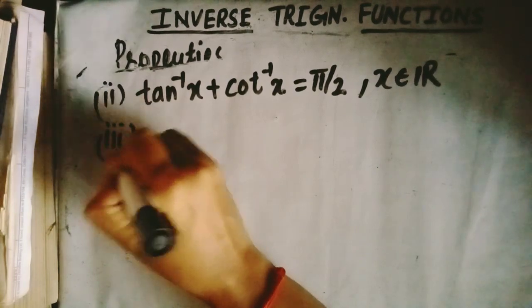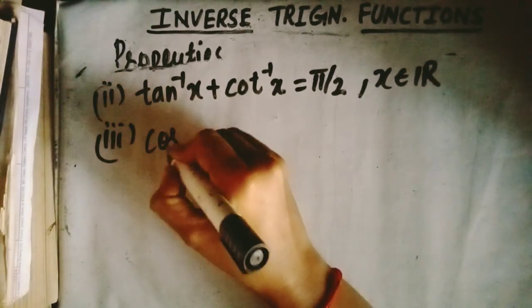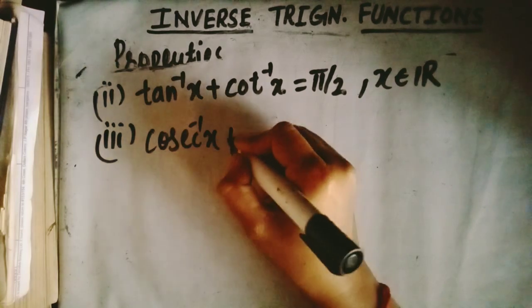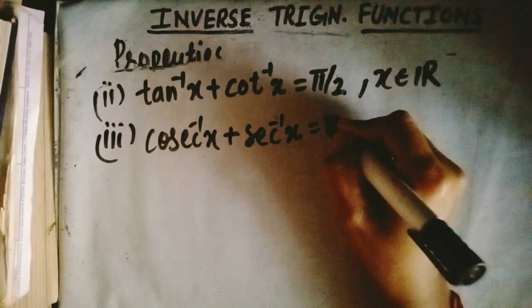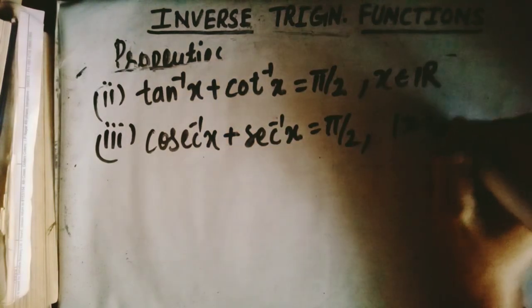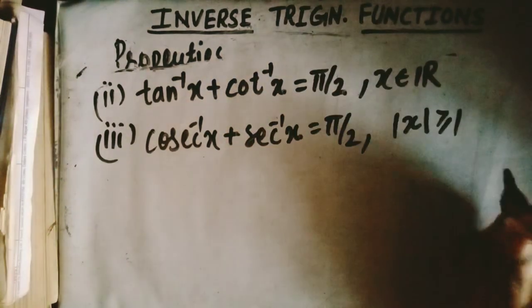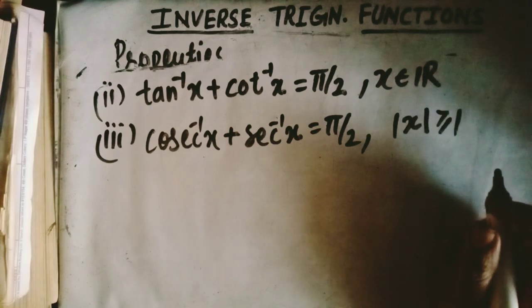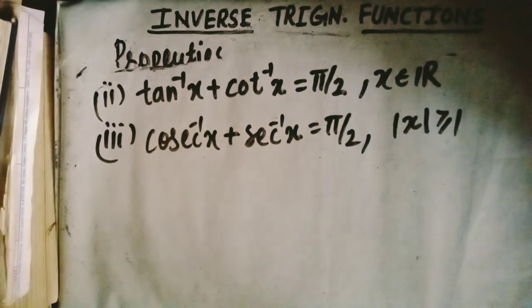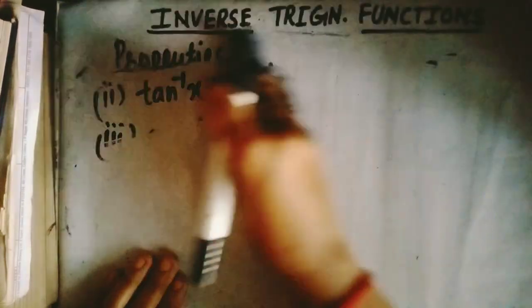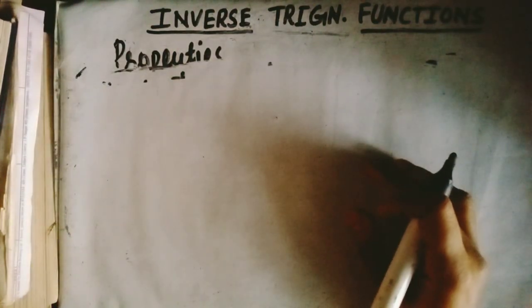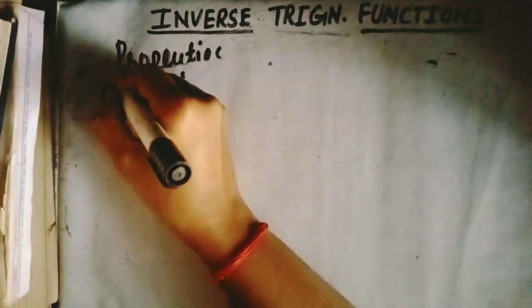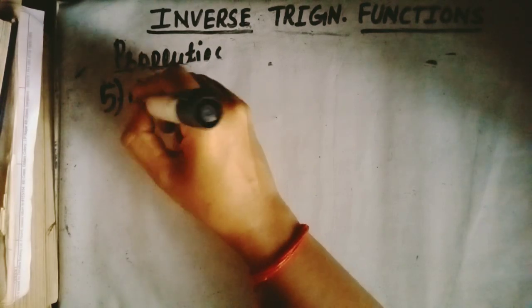Then third property: cosec inverse of x plus sec inverse of x equal to pi by 2, where mod of x is greater than or equal to 1. Next set of properties: these are actually the same as the trigonometric identities we have learnt in our 11th standard.